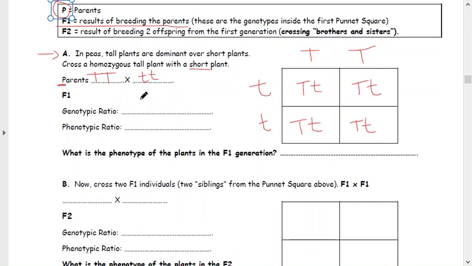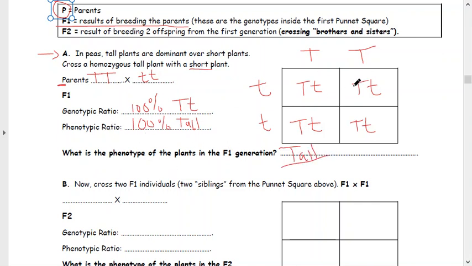So let's go ahead and say that the genotypic ratio here is 100% heterozygous. Again, I like using the percentages, so that's what I'm going to do. And the phenotypic ratio, they would all be tall because they all have a dominant allele. 100% tall. What is the phenotype of the plants in the F1 generation? They're all tall.